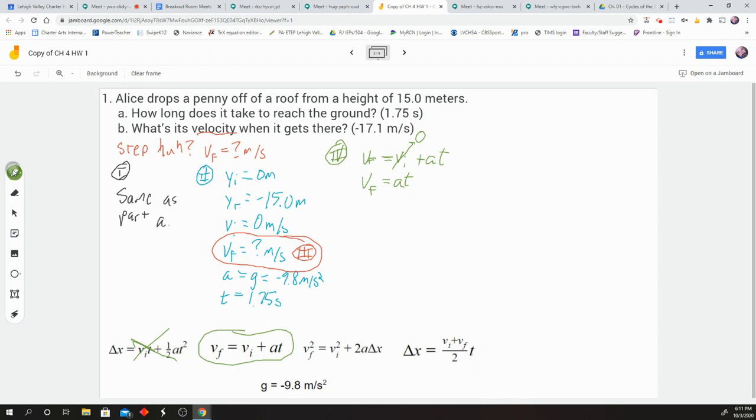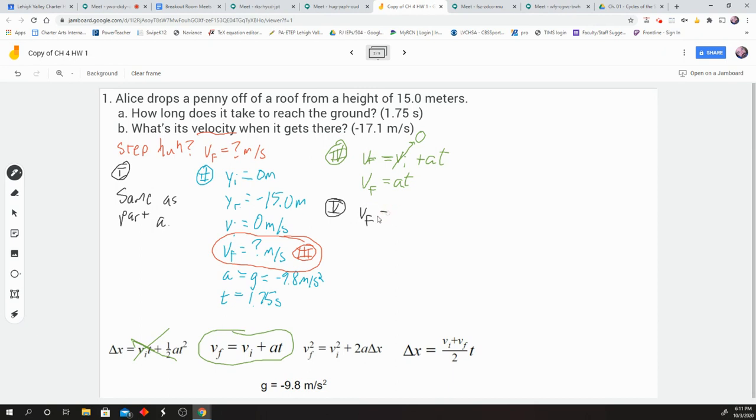So on to step 5, and step 5 is the math. When you're doing the math, keep the problem in letters for as long as you can, and try to get the thing you're looking for by itself on one side of the equal sign. And lo and behold, we're already there. We want V final, and V final is already by itself. So at this point, we can just plug in the numbers.